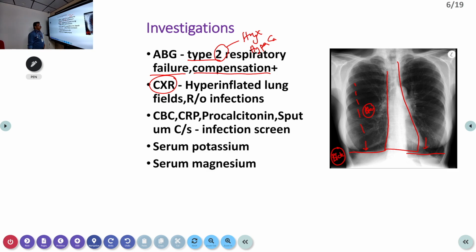Any patient who is having acute breathlessness, it will be type 1 failure. Any patient with chronic COPD, it can be type 2 failure with compensation. And in acute respiratory failure, the acidosis will increase.